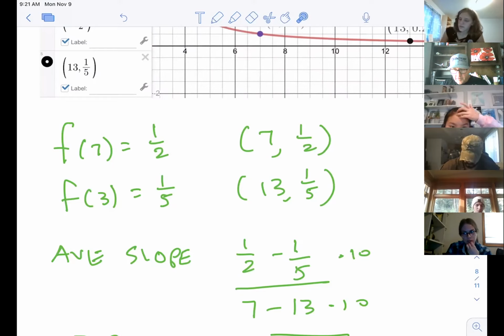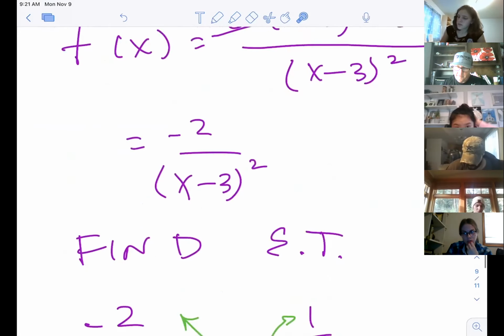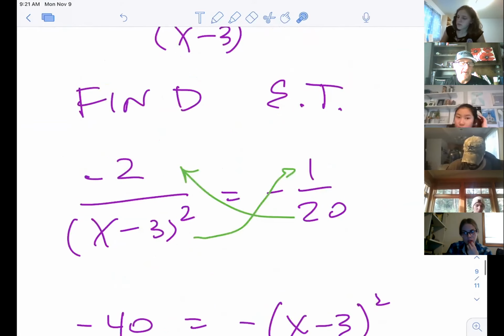The cool thing about Rolle's theorem is, hey, look, these are exactly the same. The two y values are the same. Okay, well, cool. That means I know the slope is 0. The average value of the slope is going to be 0. And then I just have to go find a point where I'm setting the slope equal to 0 instead of equal to negative 1/20 or whatever the case may be.